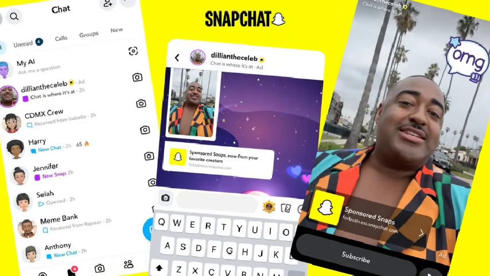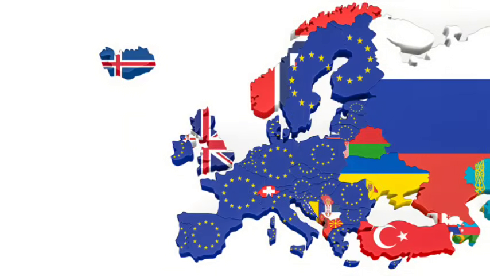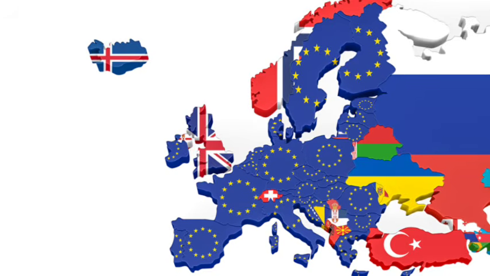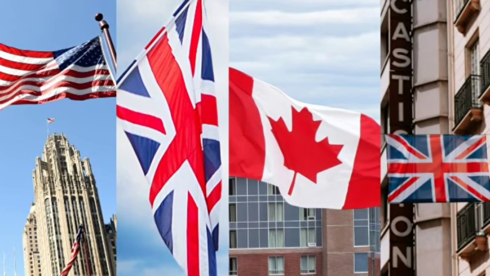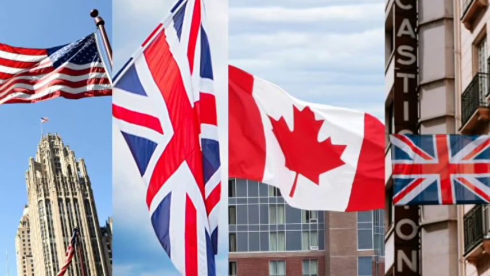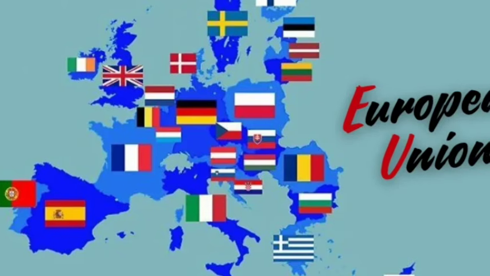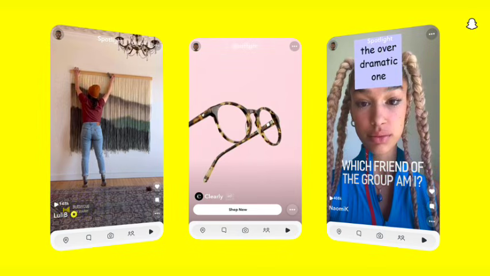3. Geographic limits. Currently, sponsored snaps are not available in the European Union due to privacy regulations. If your target audience is in the US, UK, or Canada, you're good to go. But EU campaigns will automatically default back to story placements.